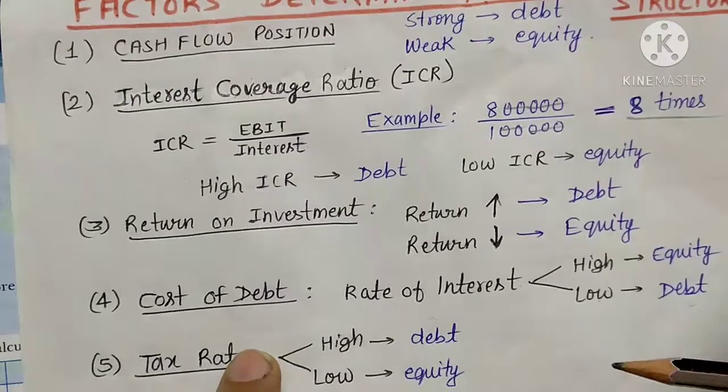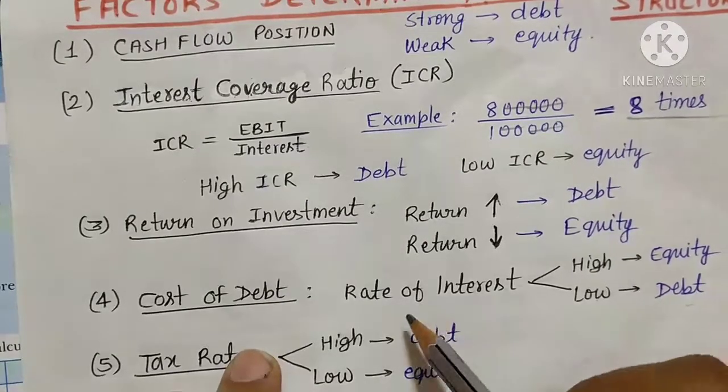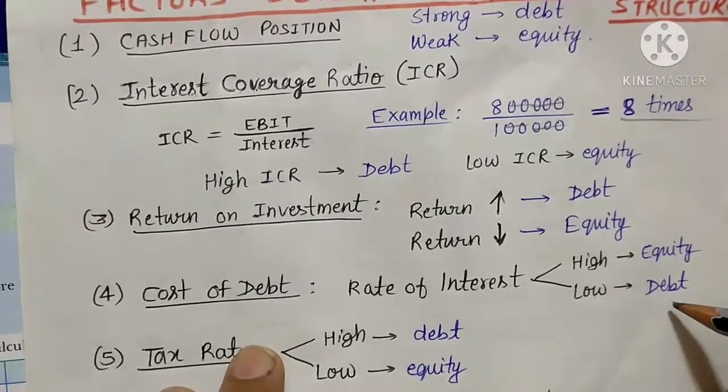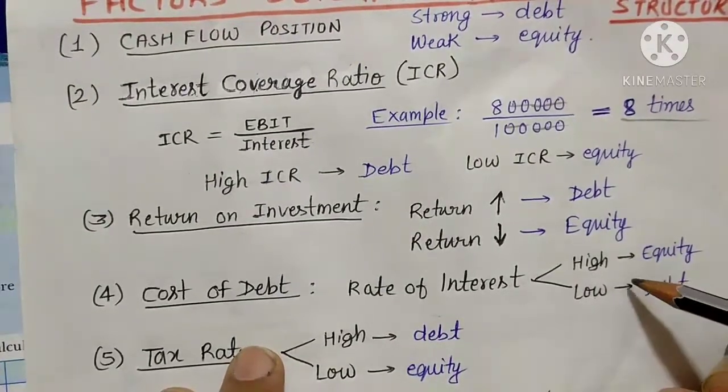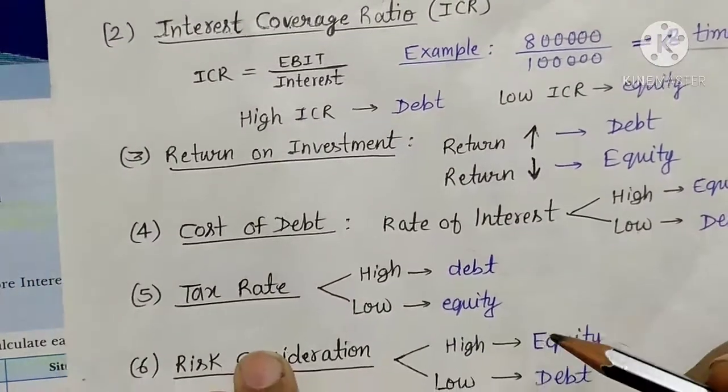But if the rate of interest is more, then we should go for equity, because if the rate of interest is low, then we can earn more profit. So in that case we should go for debt, but if the rate of interest is high, then we should go for equity. Okay, then comes tax rate.